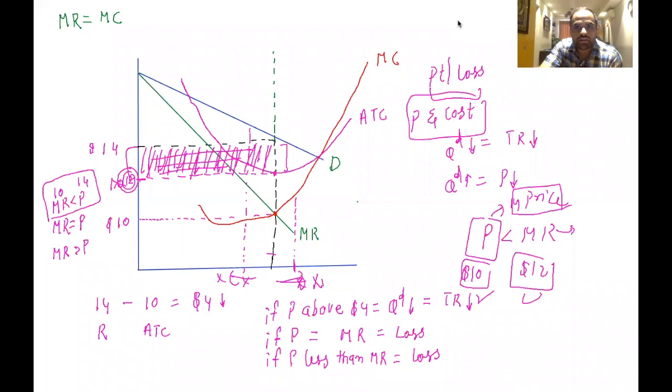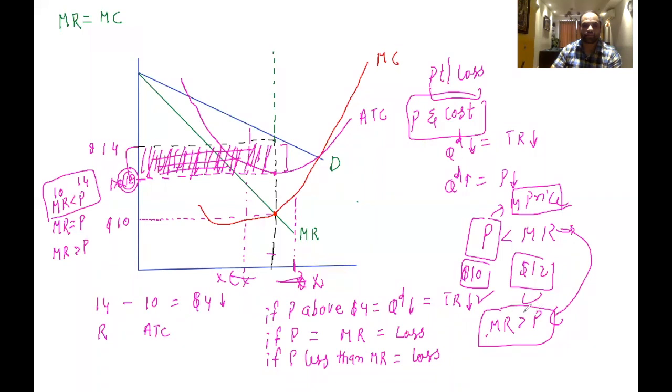And the second question is, can you illustrate MR above P and MR equals P? If MR is greater than P, I think it's the same thing. You asked me this question here, MR greater than P. But anyway, MR greater than P means you are selling above the price. As I said, this will not happen. It will not happen. All right.